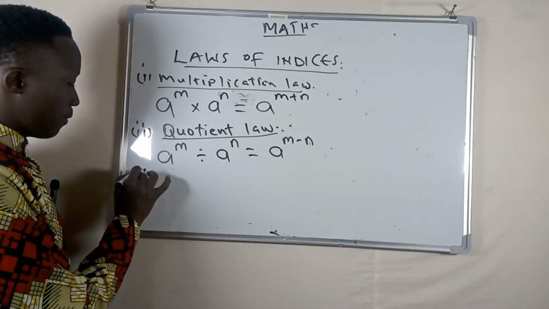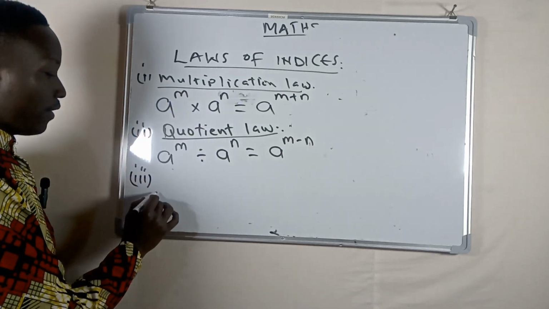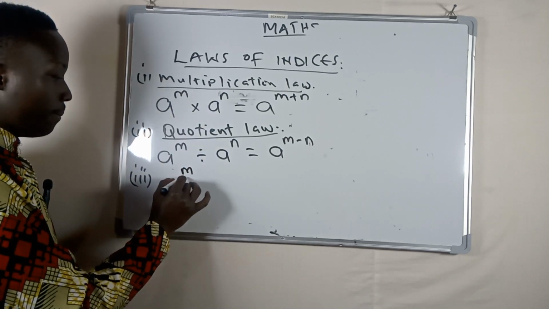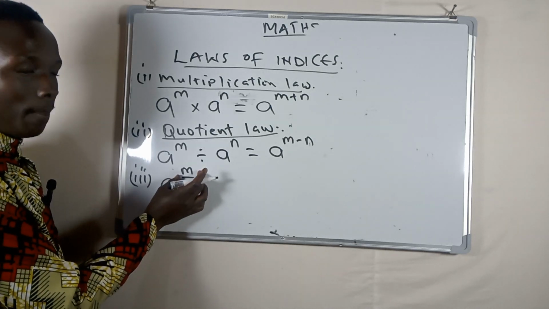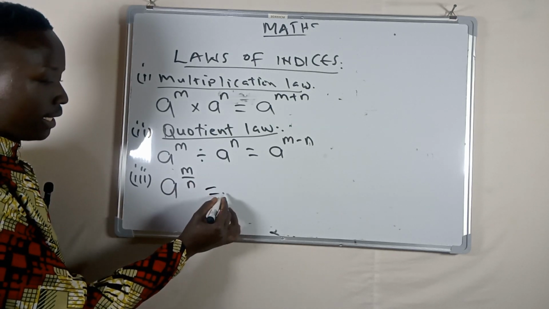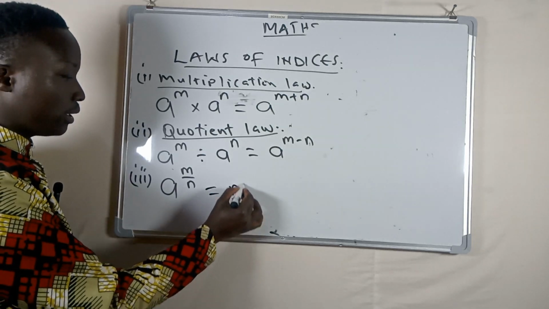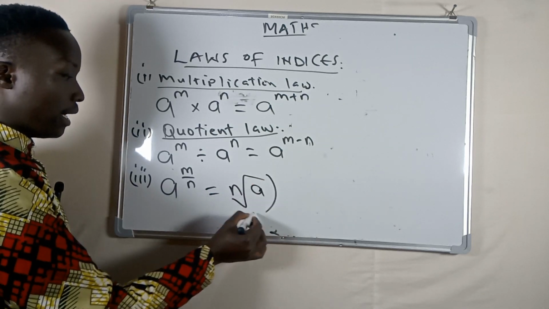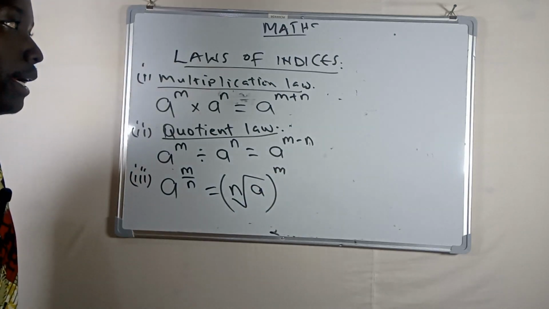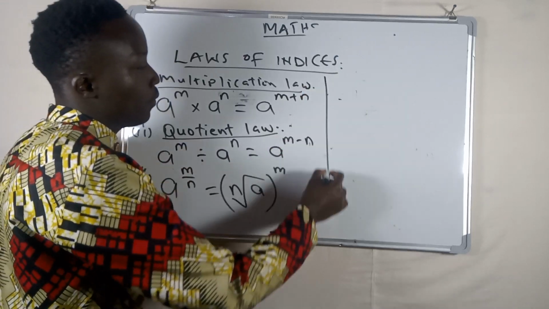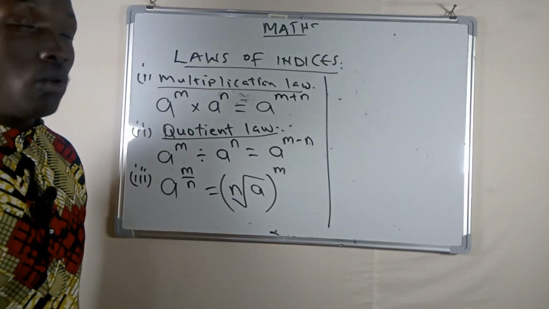Then the third rule, we have a to power m over n. A number raised to a power that is a fraction is the same as the n root of a raised to power m. We can proceed to the fourth rule.